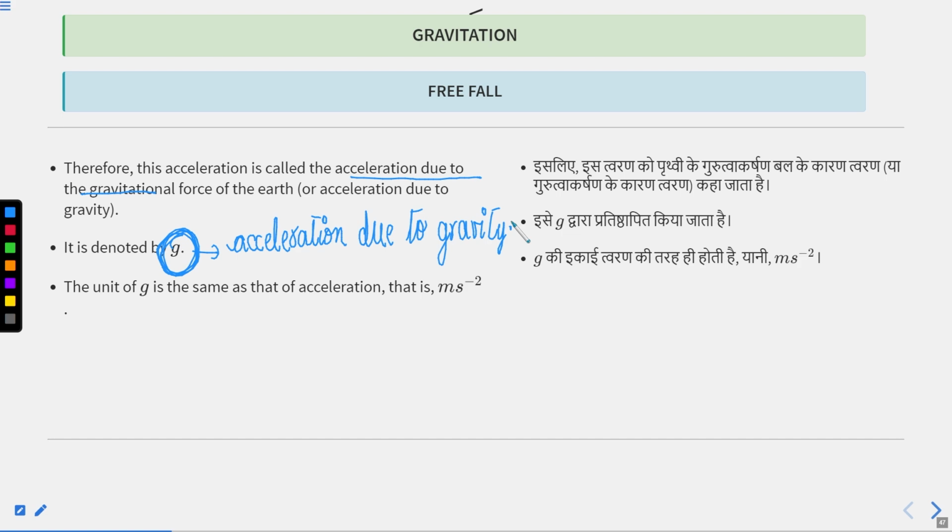Okay, class? So I hope acceleration due to gravity is clear. When an object is doing free fall under the influence of the gravitational force, then that object has an acceleration, and that acceleration is because of gravity. So we call that acceleration as acceleration due to gravity, and that acceleration has a symbol small g. And because small g is just the acceleration, it also has the SI unit or standard unit meter per second square. Clear?